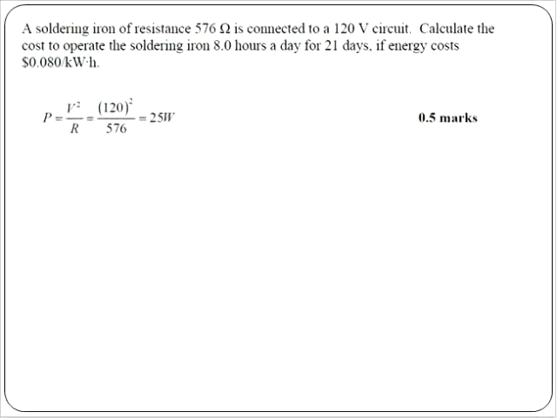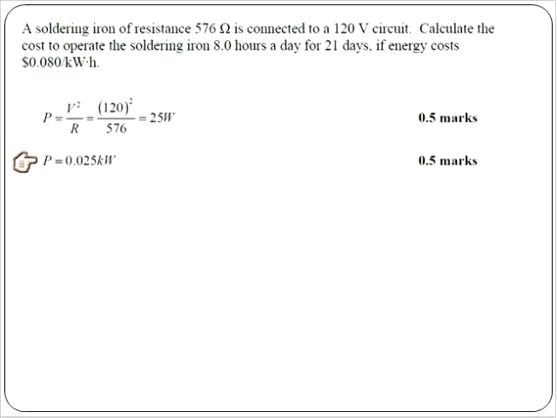So we use power equals V squared over R, because we know V, we know R. We calculate that to be 25 watts. Now we need to calculate the energy. But before we do that, because our cost of electricity is given in kilowatt hours, we're going to have to use kilowatts for our power unit and hours for our time unit.